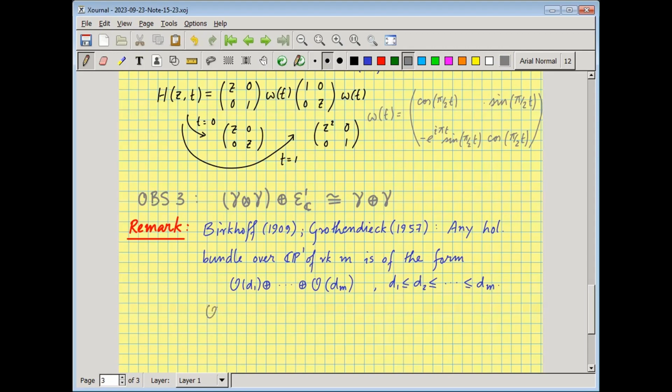Note that when I look at this, versus epsilon 2, the trivial complex bundle of rank 2, they're isomorphic as complex bundles, but they're not isomorphic as holomorphic bundles.